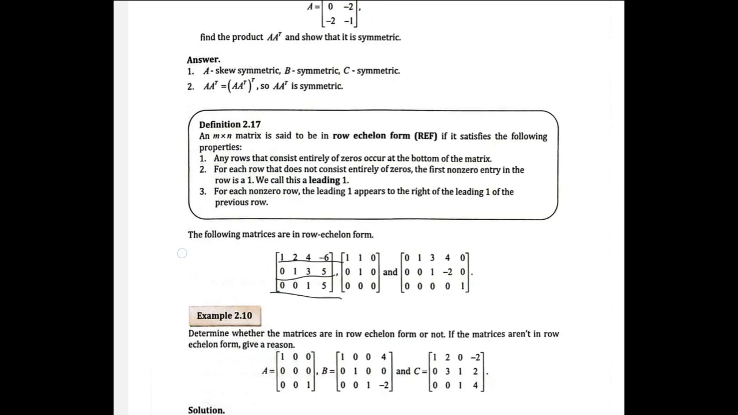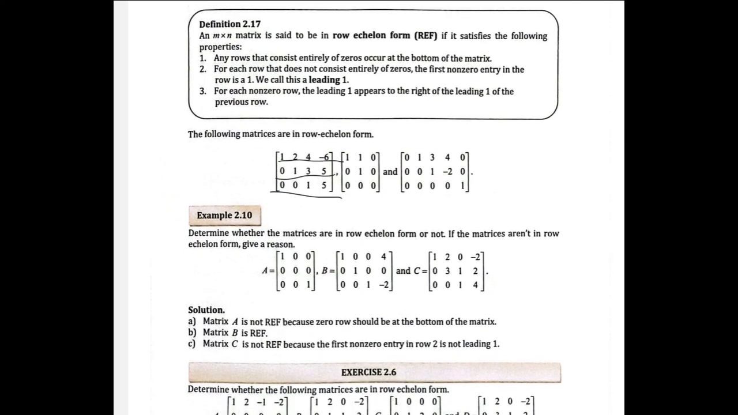And we have the last part, which is row echelon form. It talks about a form where we look at a matrix and identify whether it is REF, row echelon form, or not REF. The way to determine it is by looking at these properties. There are three things we need to look at to determine whether it is REF or not.